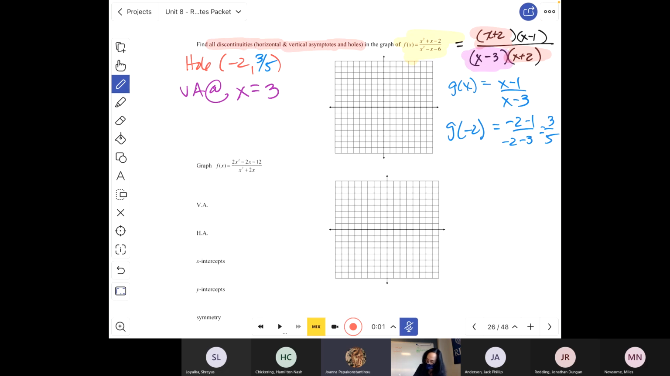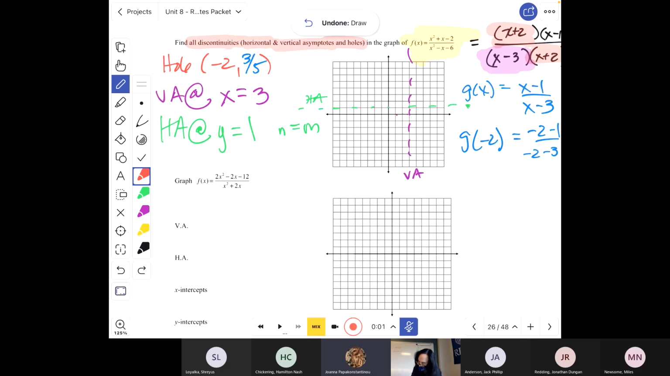Okay, so then what else am I looking for? Anything else I can identify? Is there a horizontal asymptote? Because I have n equal to m, so where is my horizontal asymptote? y equals 1, right? If the degrees are the same, it's the ratio of the leading coefficients. So just for kicks, let's graph what we know. We know there is a horizontal asymptote at y equal 1. We know there's a vertical asymptote at x equal 3. We know there is a hole at -2, 3/5, so that's underneath the horizontal asymptote.